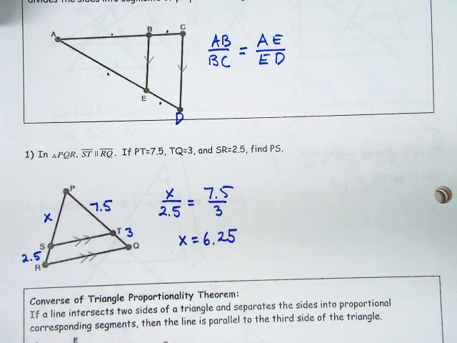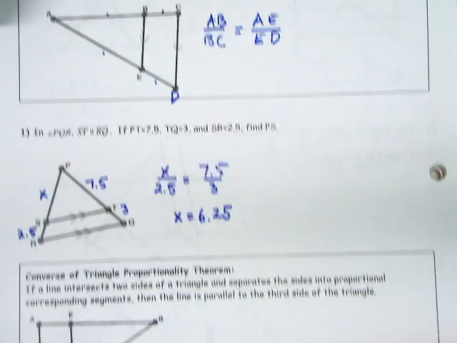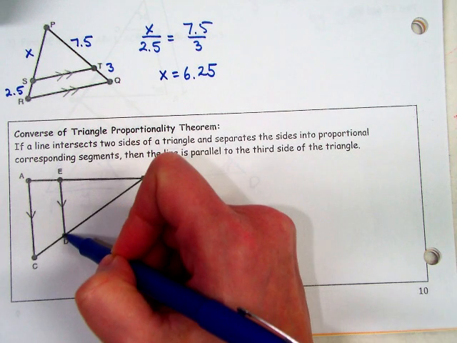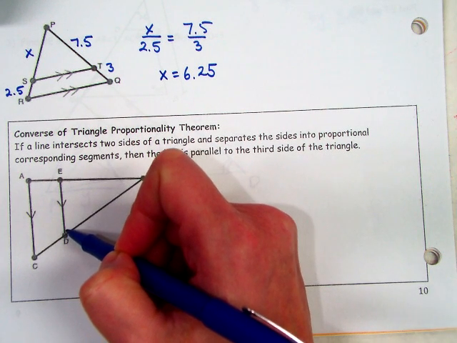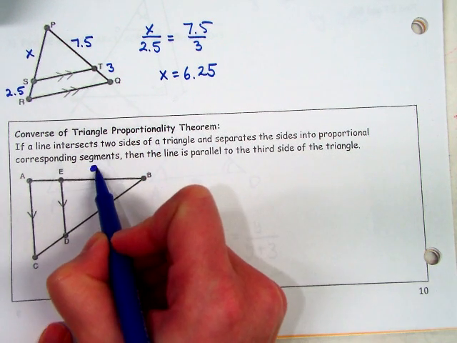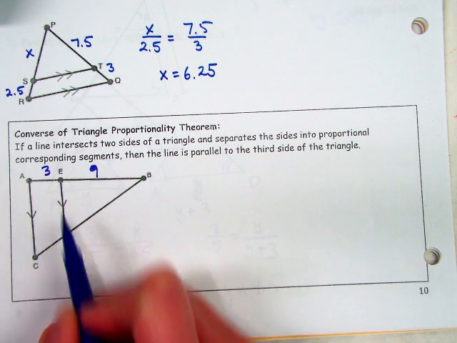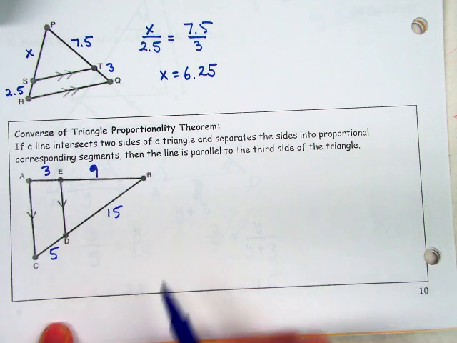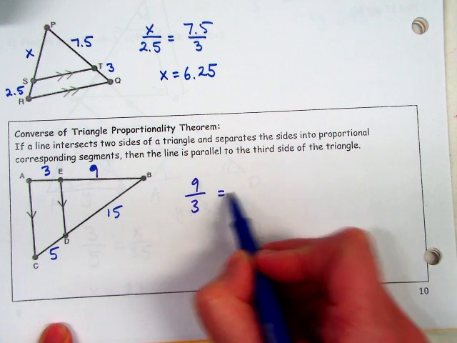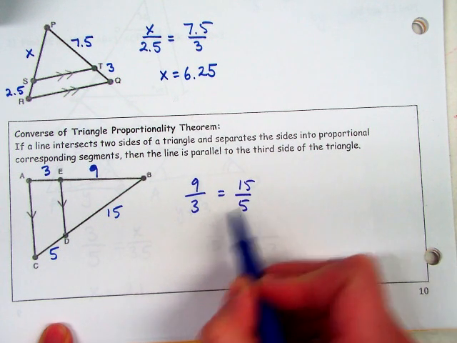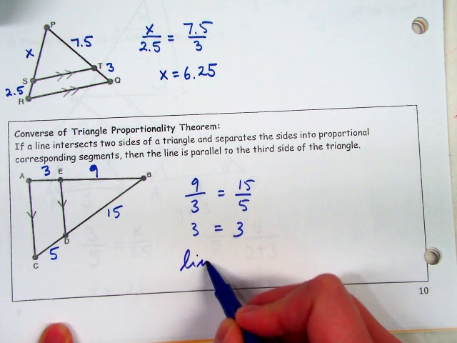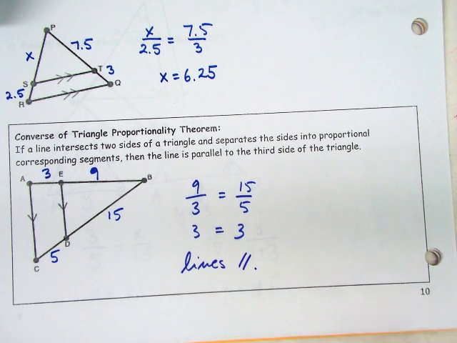Now the converse of this theorem is also true, and that says this. If you have a line inside of the triangle and it separates the triangle into proportional parts, so for example, if I gave you this is 9, this is 3, this is 15, this is 5. If you find that 9 over 3 is the same as 15 over 5, which both of them are, then we can determine that the lines are, in fact, parallel.